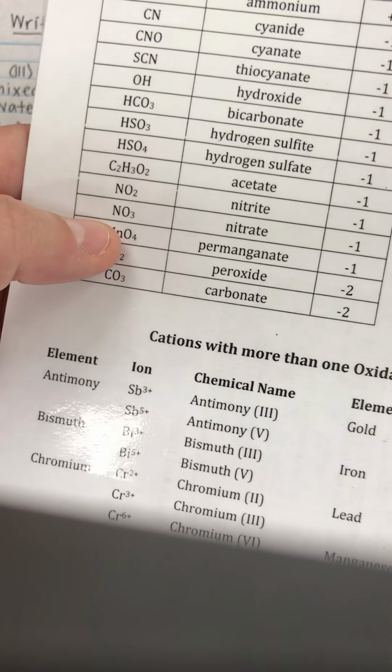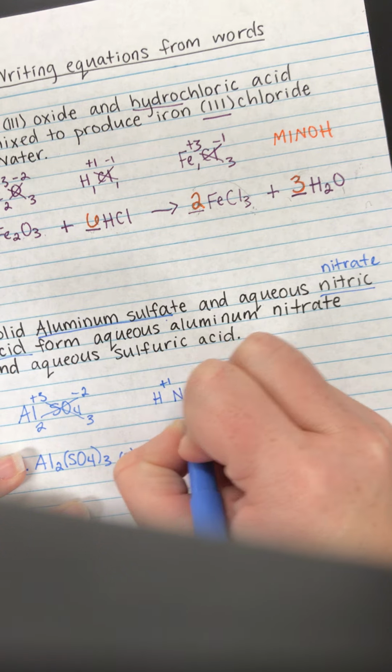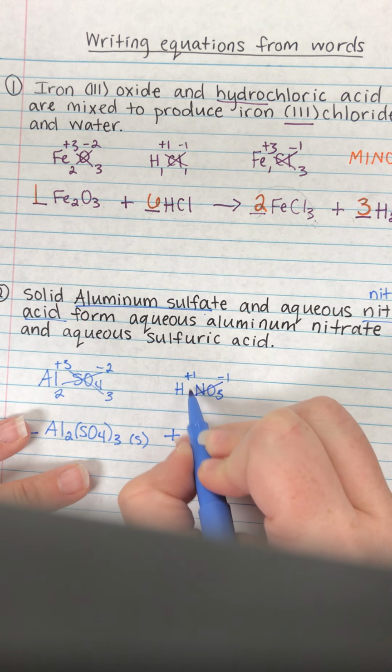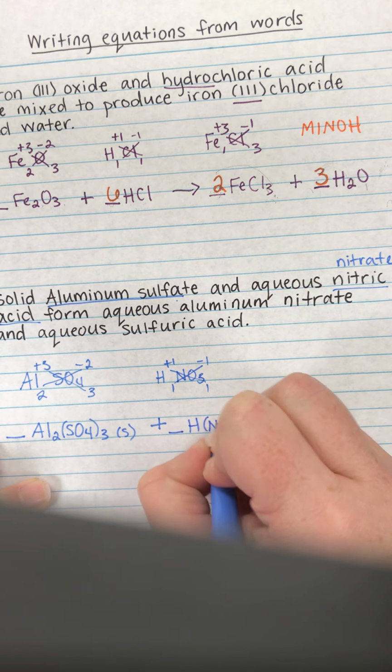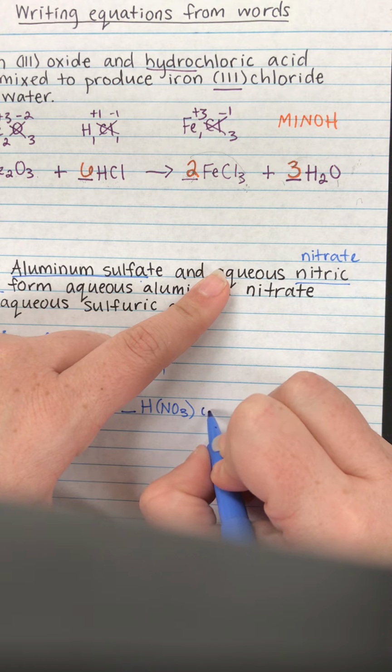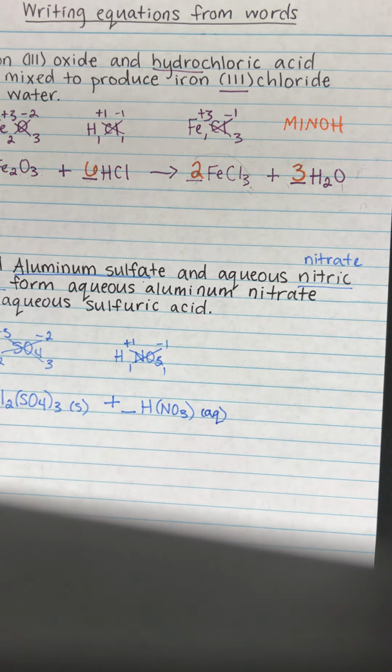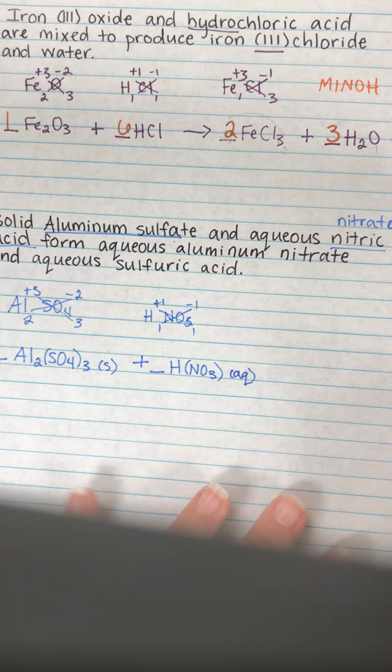So nitrate is in this first column here. It's NO3, and the charge is -1. So then I'm going to crisscross those. We don't write ones, so this is going to be H(NO3). It tells me it's aqueous, so I'm going to write AQ in parentheses. Remember, aqueous just means it's been dissolved in water.